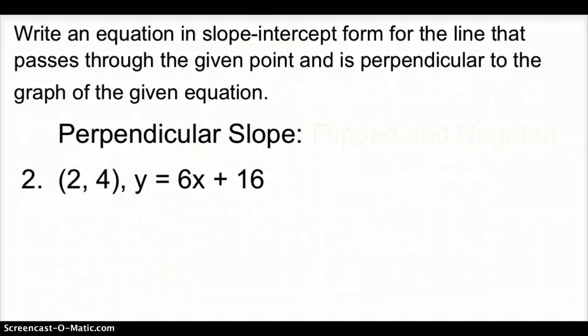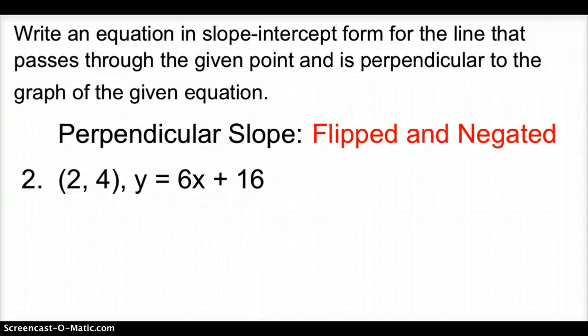Next, we're asked for a perpendicular slope. Well, the first thing we have to know is what is a perpendicular slope? A perpendicular slope is flipped and negated. So here, for our slope, what does flip mean? Flip means I'm going to flip it upside down. Remember that 6 is 6 over 1, so if I flip it, it's going to be 1 over 6. If it was 3/4, it would be 4 over 3. If it was 2/3, it would be 3 over 2. It is also negated, so I put a minus sign in front.